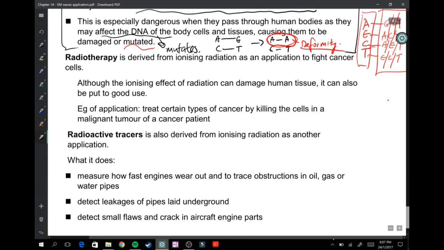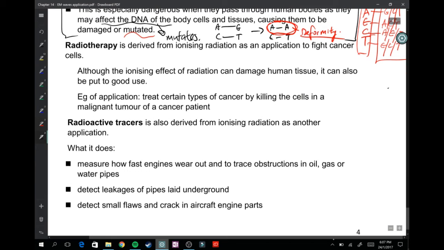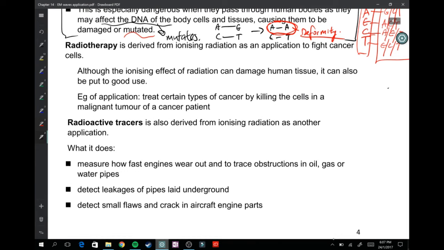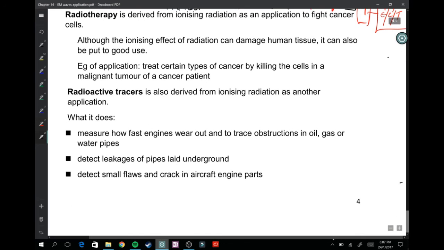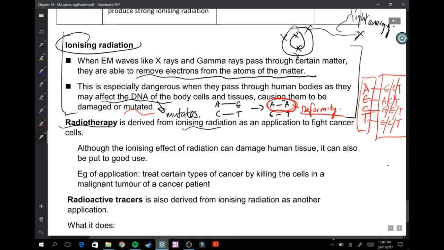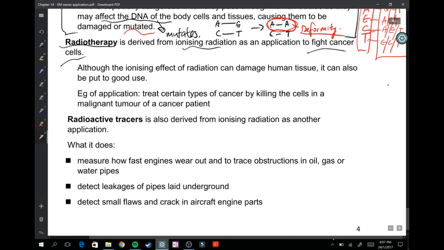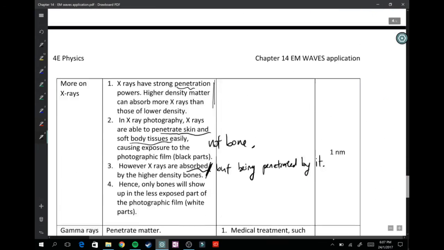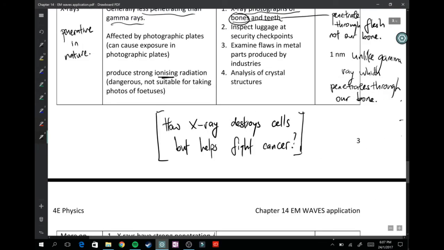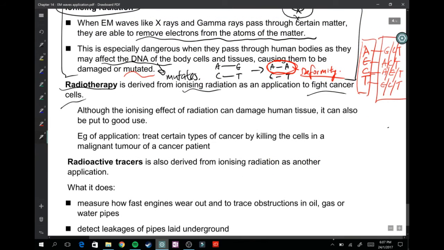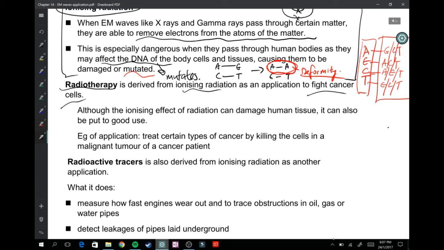Okay, so the radiotherapy is derived from ionizing radiation. That means using this idea of ionizing radiation to fight cancer cells. Like I mentioned over here, how X-ray destroys cells but also fights cancer. Please go and read it if you are interested. It may be tested, depending on the kind of question.